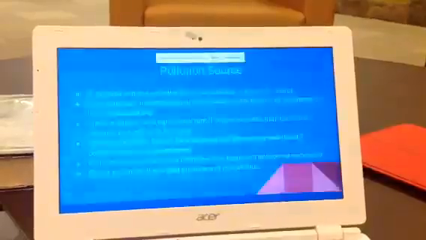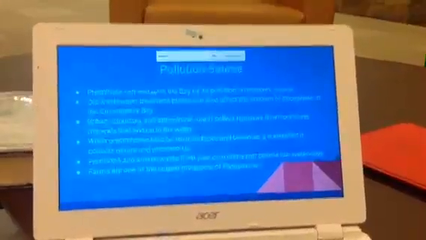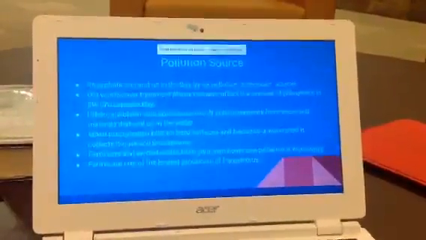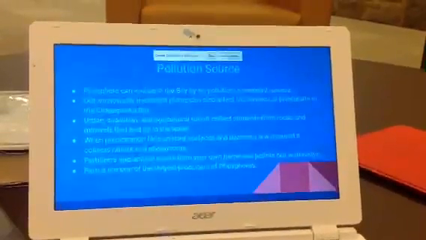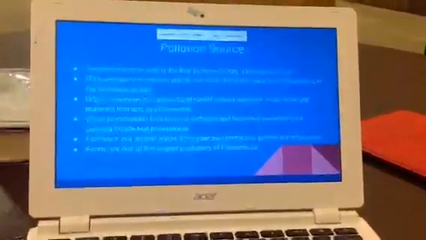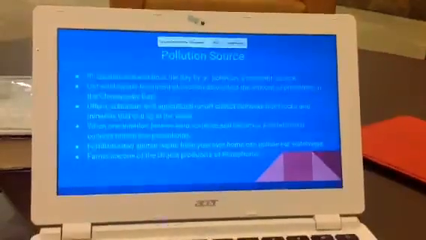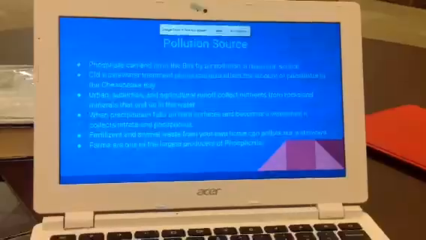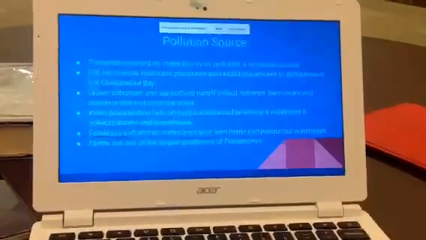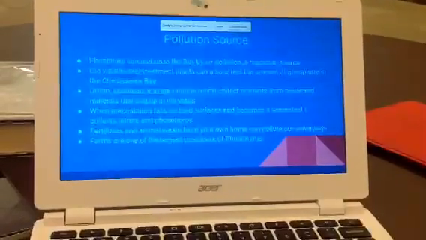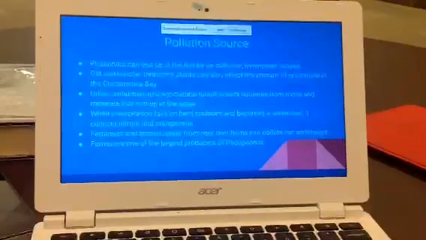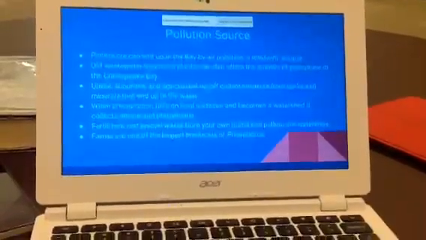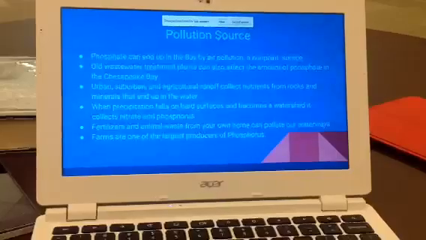Block 4. Pollution source. Phosphate can end up in the bay by air pollution, a non-point source. Old wastewater treatment plants can also affect the amount of phosphate in the Chesapeake Bay. Urban, suburban, and agricultural runoff collect nutrients from rocks and minerals that end up in the water. When precipitation falls on hard surfaces and becomes a watershed, it collects nitrate and phosphorus.